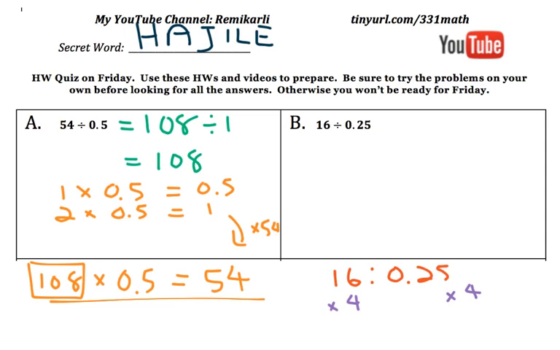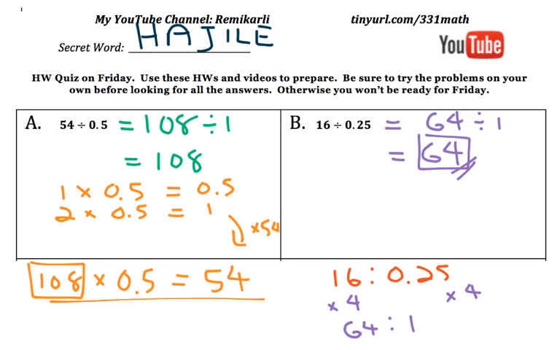So I'm just going to use 4 to make an equivalent ratio. 25 cents times 4 gives us $1, or just 1 whole. And then 16 times 4 gives us 64. So that means we can rewrite this problem as 64 divided by 1. Those are going to be equivalent. And 64 divided by 1 is super easy. The answer is just 64.